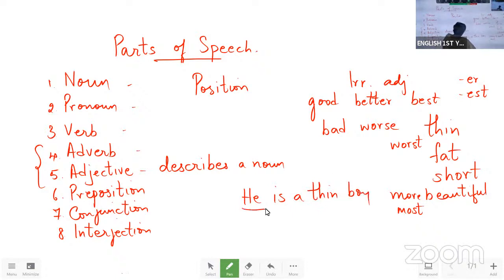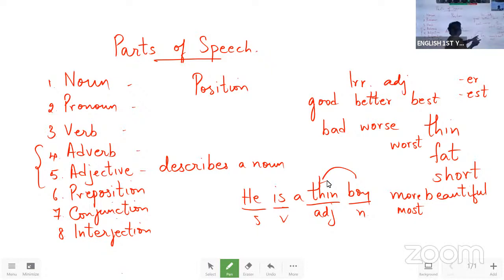He is subject, verb, adjective, noun. Before a noun: a thin boy, a short boy, a tall boy, a quick boy, then a smart boy.